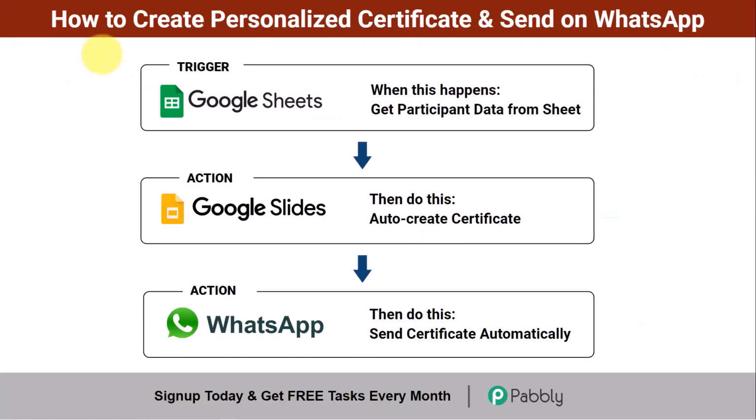Awesome. In this video, I'll show you how to create personalized certificates and send on WhatsApp automatically. So the idea here is I have all the participants or the students' data in my Google Sheets. So I'm going to set an automation between Google Sheets, Google Slides and WhatsApp in such a way that the participants' data will be fetched automatically. The certificate will be created automatically using the participants' data, and once the certificate is created, it will even get sent automatically on the WhatsApp number of the participant whose data is mentioned in my Google Sheets. Yes, it is possible. So if you also want to automate the certificate creation and certificate sending process, come with me and I will show you the whole process step by step.